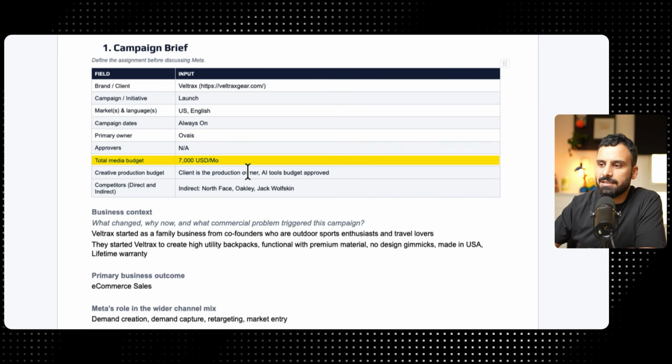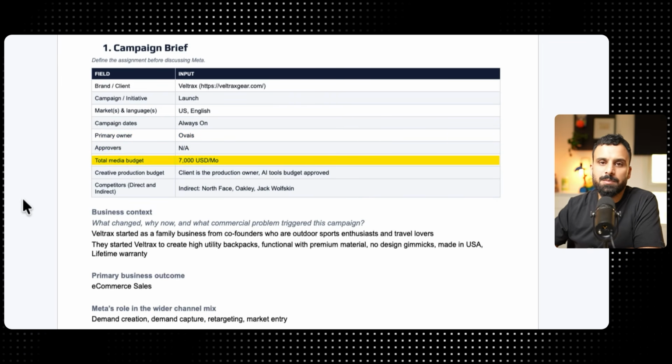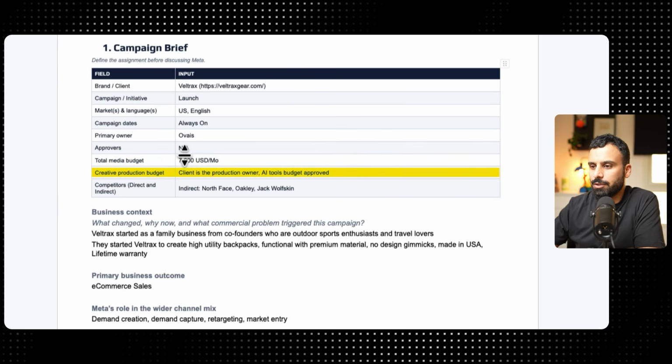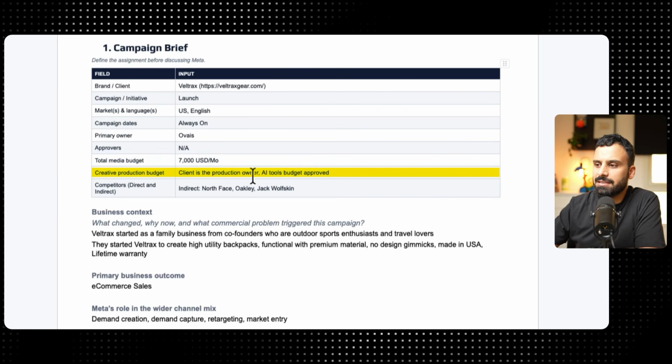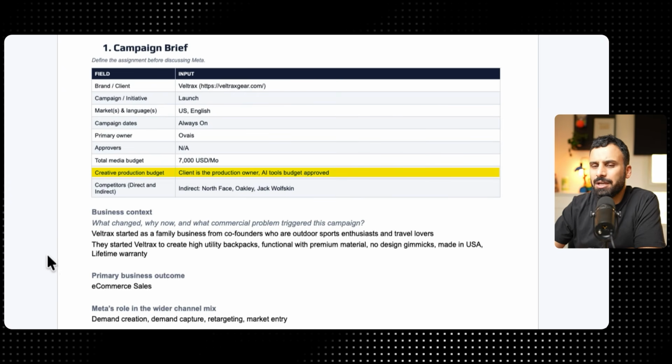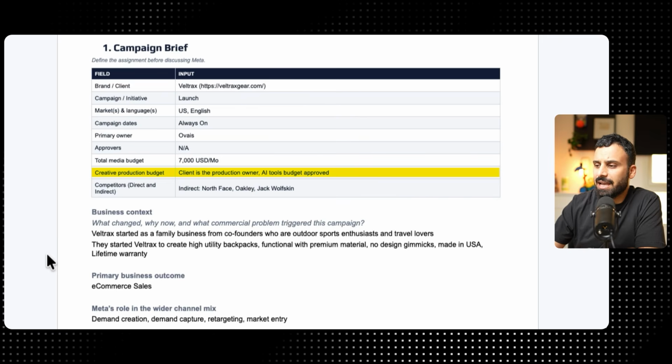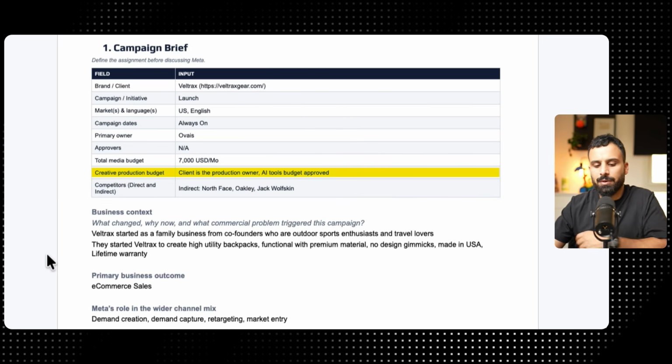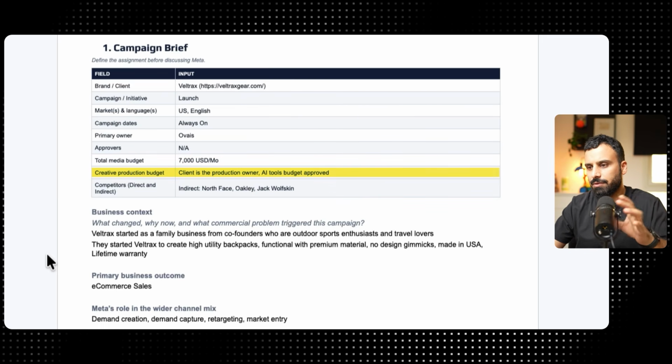Total media budget is, they're saying initially we are going to spend $7,000 per month. Okay, cool. Creative production budget: client is the production owner, AI tools budget approved. So the client said we will produce the videos, but if you need any AI tools to create some static ads or UGC ads or whatever, we will provide budgets for that, but no production.